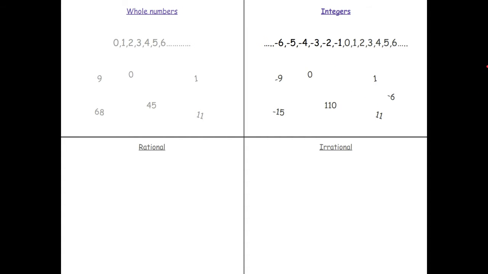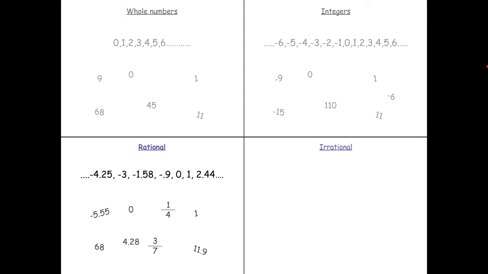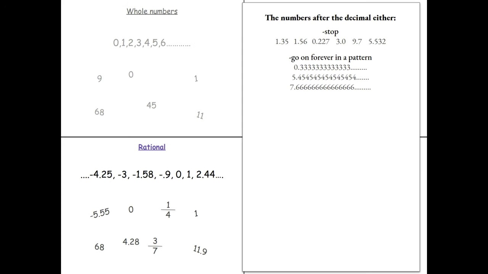Now we move on to rational numbers, rational and irrational. So first we have rational. Rational numbers will have a fractional component, which means they have numbers after the decimal point. However, in order to be a rational number, the numbers after the decimal either stop. So for instance, we have some examples over here, 1.35, 1.56, 3.0, 9.7. These are all numbers where the digits after the decimal point stop, or they go on and on and on forever in a repeating pattern. So 0.333333, that's going to be a rational number.